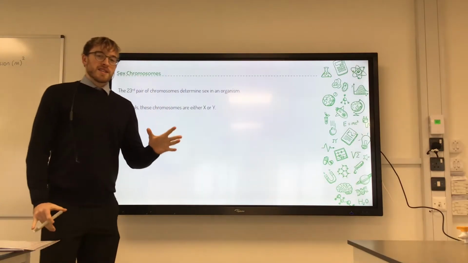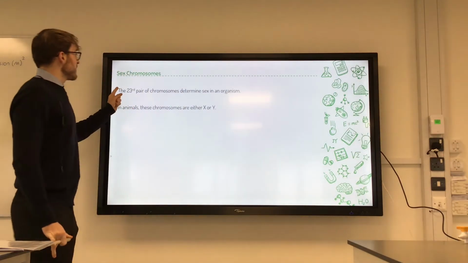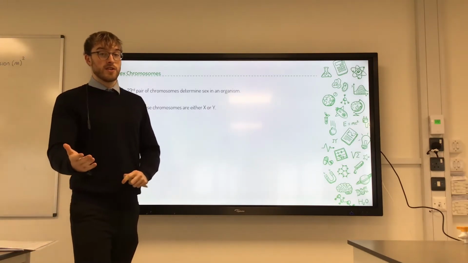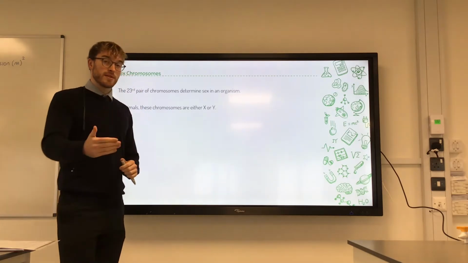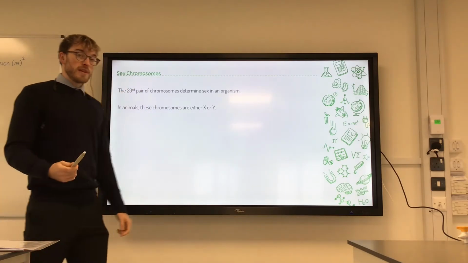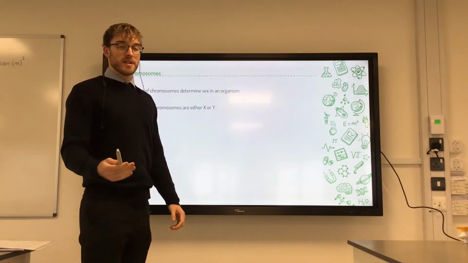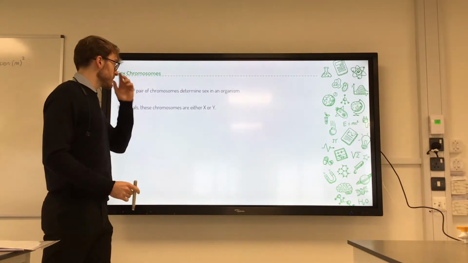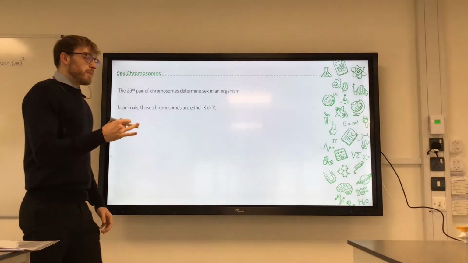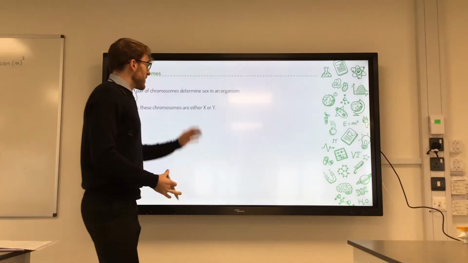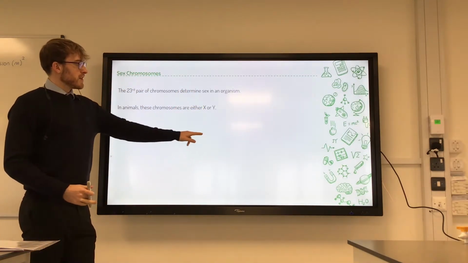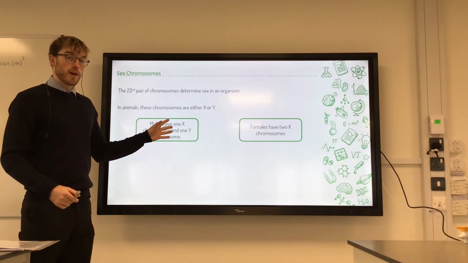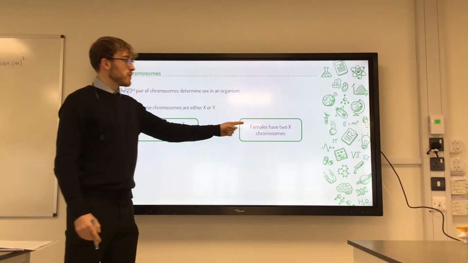We're now going to talk a little bit about sex inheritance. So here, we're told that the 23rd pair of chromosomes determines sex in an organism, and that's in humans. Other organisms have different amounts of chromosomes. You might be told in a test that an organism's 46th pair of chromosomes, for example, determines sex, as different organisms have different numbers of chromosomes. But in animals, and in humans in particular, we're talking about X or Y chromosomes on that 23rd pair. Males have 1 X chromosome and 1 Y chromosome. Females have 2 X chromosomes.